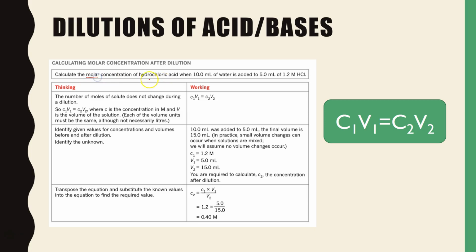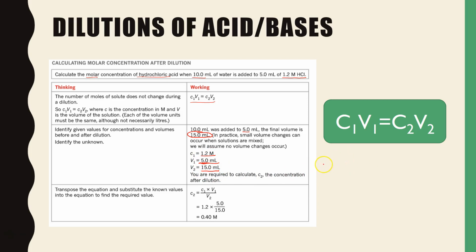Calculate the molar concentration of hydrochloric acid when 10 mL of water is added to 5 mL of 1.2 molar hydrochloric acid. So again, applying this formula, we can see that we've had 10 mL of water added to 5 mL of hydrochloric acid. Therefore, our final volume must be 15 mL, which is what's written here. We have a final volume of 15 mL. The initial concentration was 1.2 molar. The initial volume was 5 mL. The final volume is 15.